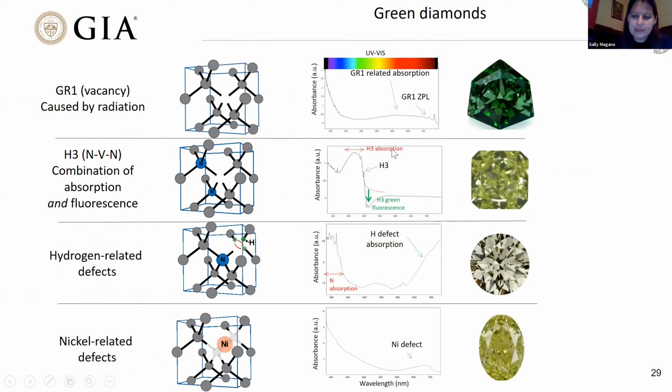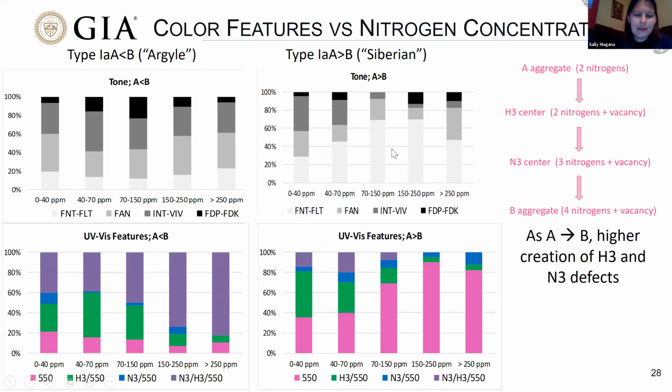And so that's one of the things that we will likely lose when the Argyle mine closes, is those very intensely colored pinks. Additionally, violet diamonds by and large come from the Argyle mine as well.